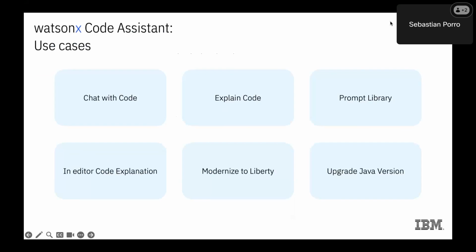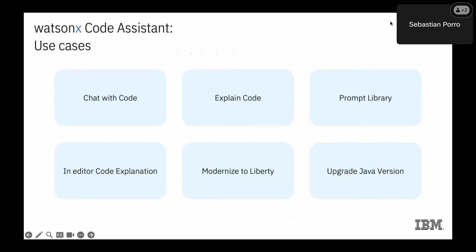But also in this area of modernization, we have included in watsonx Code Assistant the ability to take an application and modernize that application to run directly on Liberty, or upgrade the Java version of an application, and take, for example, a Java 8 application and move it to Java 17 or 11 or 21. That's really, really handy and can save a lot of time and effort in a modernization journey.